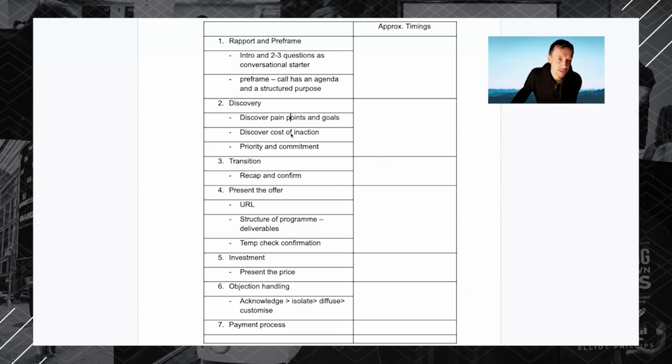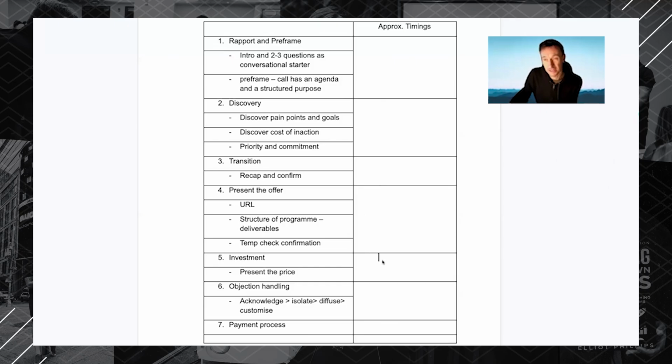You could break these sections down further if you wanted to, but in terms of the pain points and goals, that is the biggest chunk. I would say maybe 6 minutes, 4 minutes, 5 minutes, something like that. Transition is about 2 minutes. Presenting the offer, unique learning methods, structured program, temperature check. Ideally about 10 minutes. So most of the call is this, about 10 minutes.